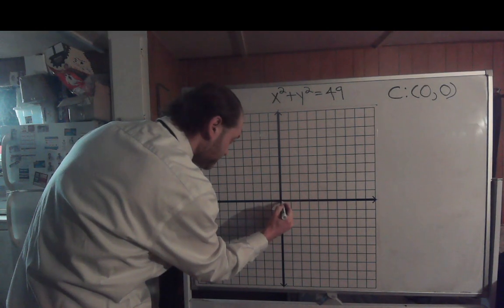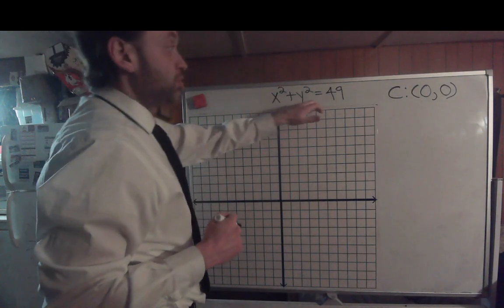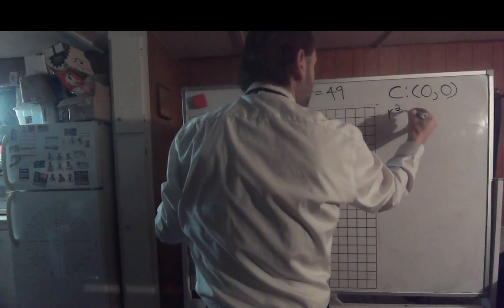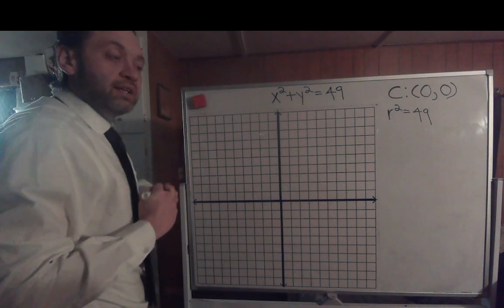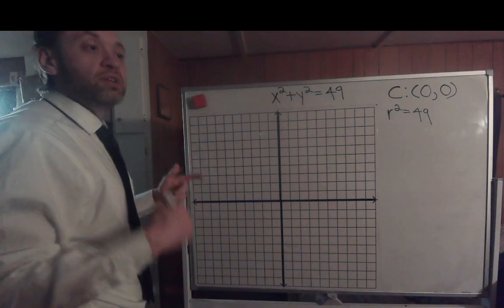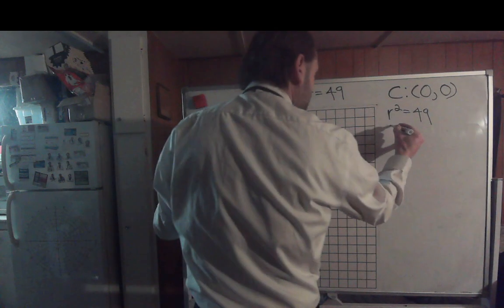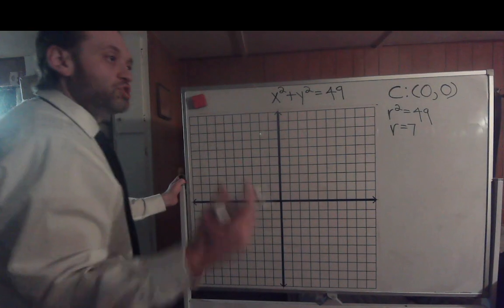Now, we need to find the radius. Remember, it's x squared plus y squared equals r squared. So that means r squared equals 49. Now, when we're calculating lengths, remember, we only take the positive square root. You're not going to have a negative length, so that means r equals 7. So your radius is going to be 7.